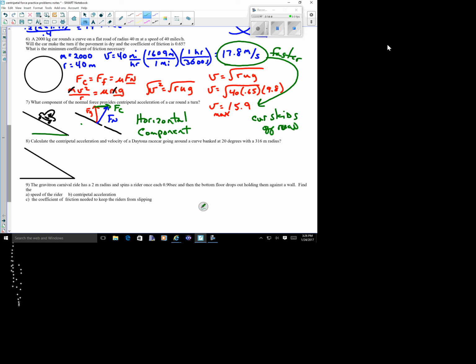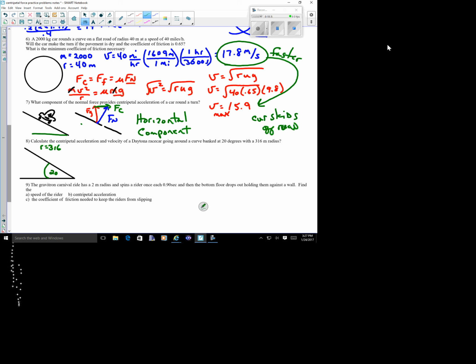So in number 8, it says calculate the centripetal acceleration and velocity of a Daytona race car going around a curve that's banked at 20 degrees with a 316 meter radius. So now I have this here at 20 degrees, and I have a radius of 316. And let's talk about this first. If I want to know the centripetal acceleration, I first of all got to know the velocity and the radius. But let's start off with centripetal force, because I know that these components are making a centripetal force.